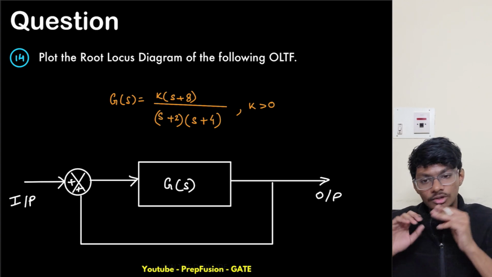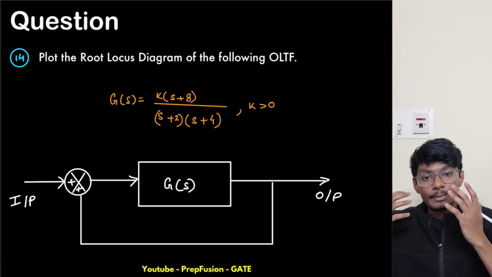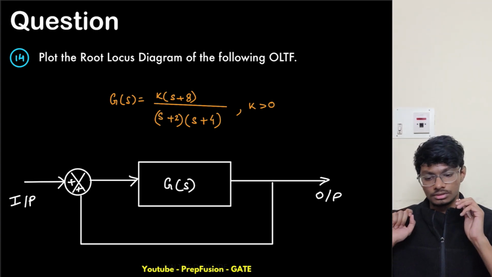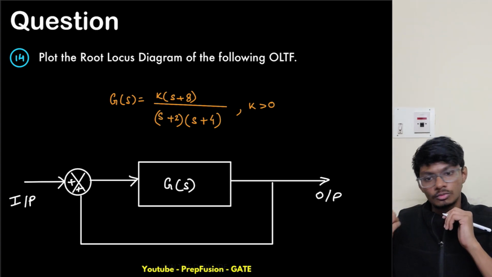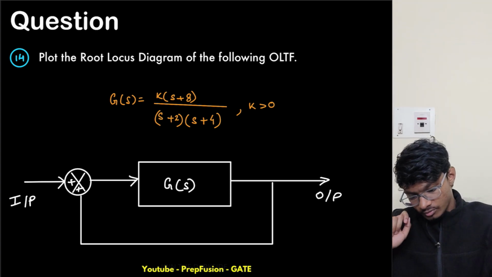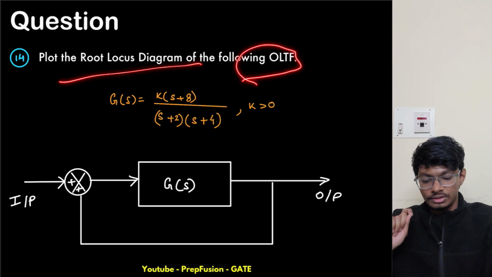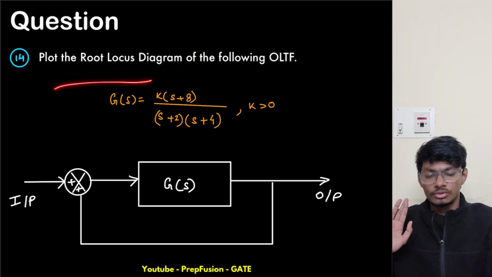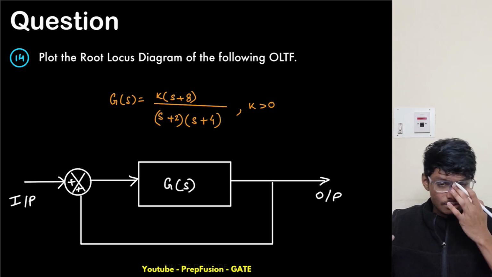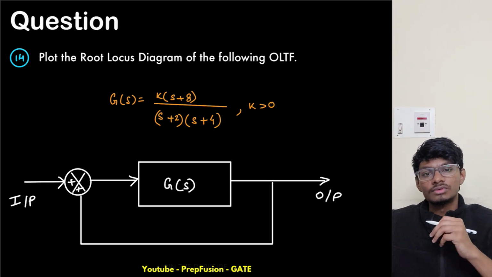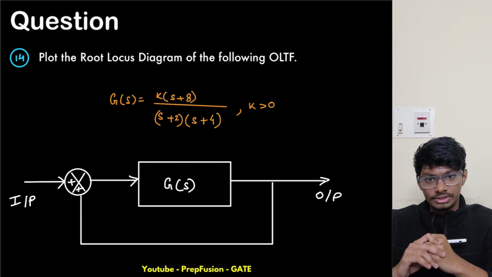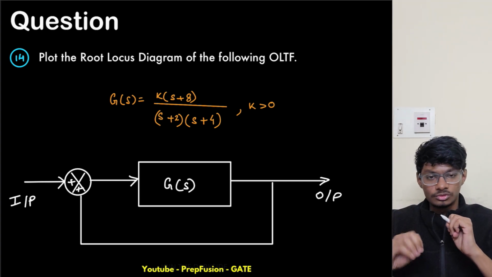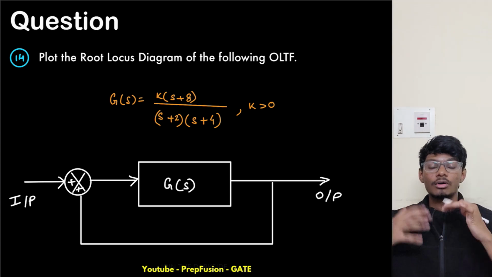Now let's do an example, and from there we will get a better understanding of how to solve complementary root locus. Here I have to plot the root locus diagram for the following OLTF. They haven't told us anything about complementary, they just told us to plot the root locus. So what is root locus? Root locus is the trace of the closed loop poles. Complementary, we have named it for our better understanding.